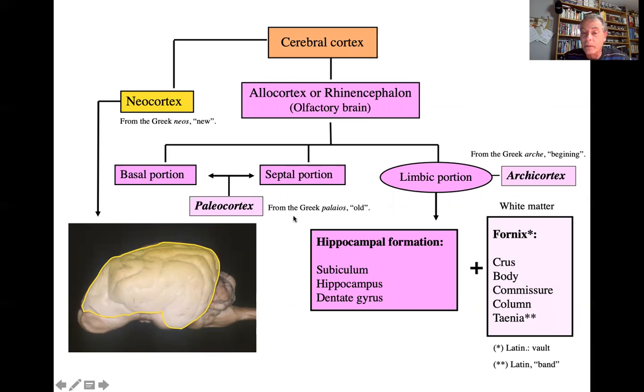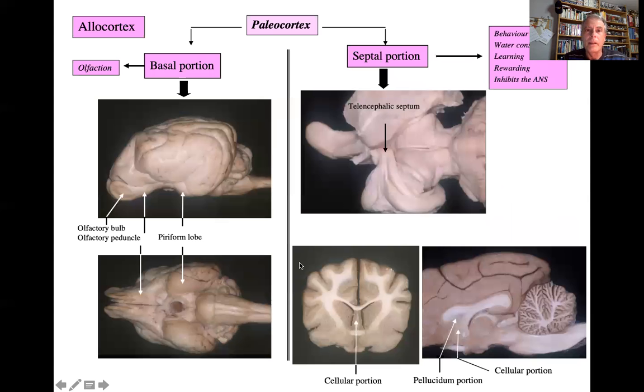As I said before, both words mean something that is old. However, archi means beginning, and paleo means old. Sometimes these words are confused. We'll begin with the paleocortex. The paleocortex is divided in a basal portion and a septal portion.